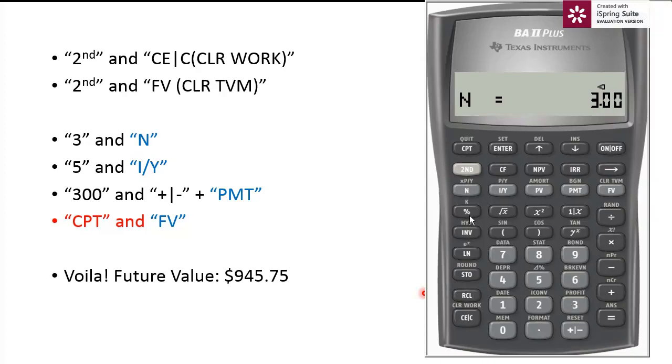For the interest rate, hit 5, then IY, the key right next to N. For the periodic payments, first hit 300 and then the minus sign, which is at the bottom of the keypad. Then hit PMT for payment. In order to compute the final result, hit the CPT key, which stands for compute, and then FV for future value. And voila, here we have the result, $945.75.